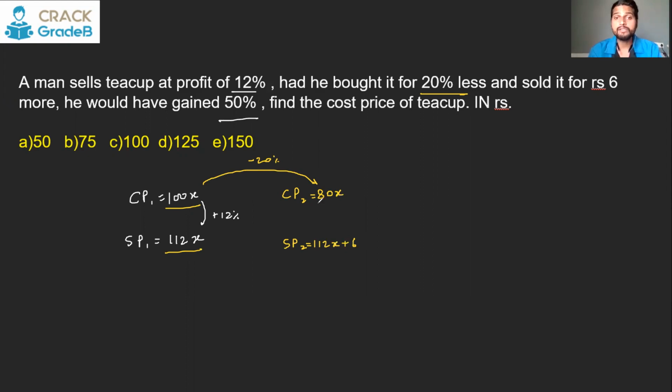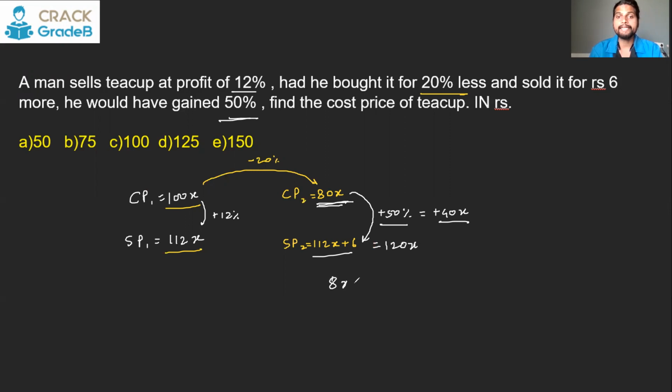50% gain means on this cost price, because this is the new cost price now. As compared to this cost price, if he wants to gain 50%, the selling price should be 50% more than 80x. What is 50% of 80x? That is 40x. So 40x more than 80x should be the selling price. That means it should be equal to 120x.